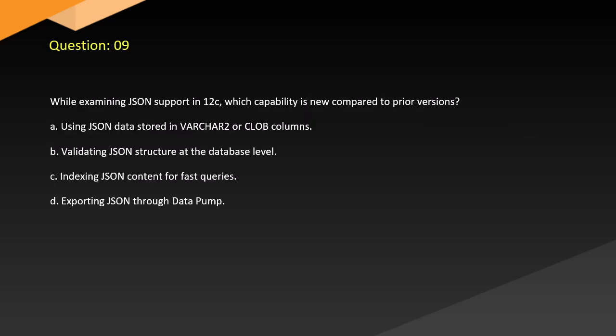Question 9. While examining JSON support in 12c, which capability is new compared to prior versions? A. Using JSON data stored in VARCHAR or CLOB columns. B. Validating JSON structure at the database level. C. Indexing JSON content for fast queries. D. Exporting JSON through Data Pump.